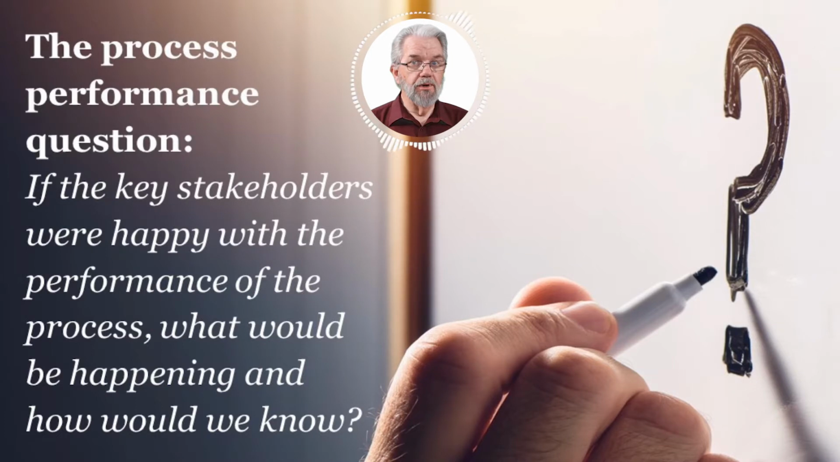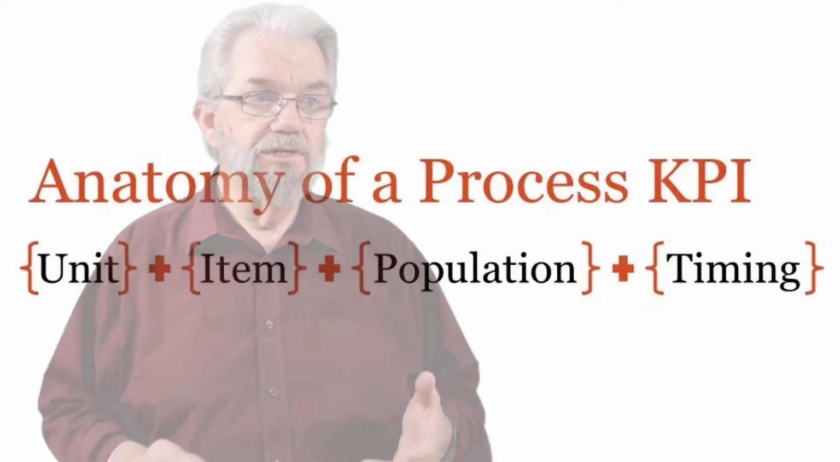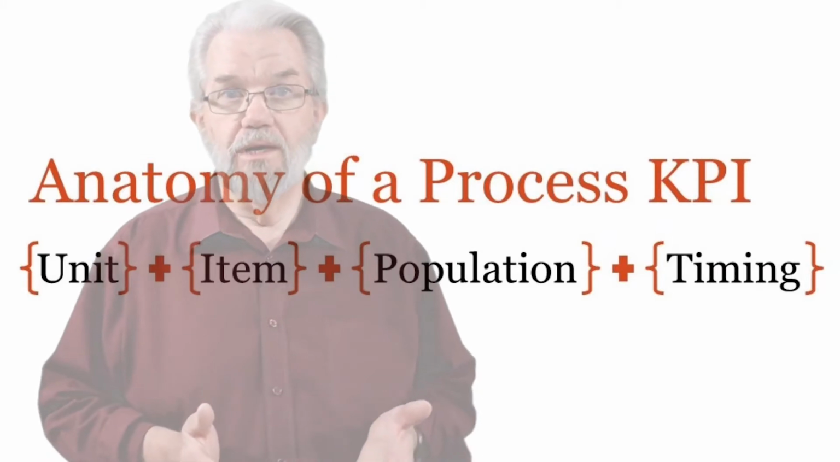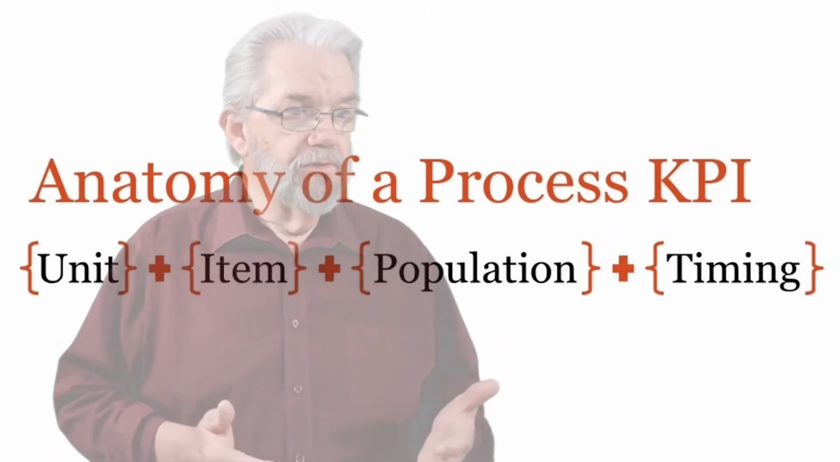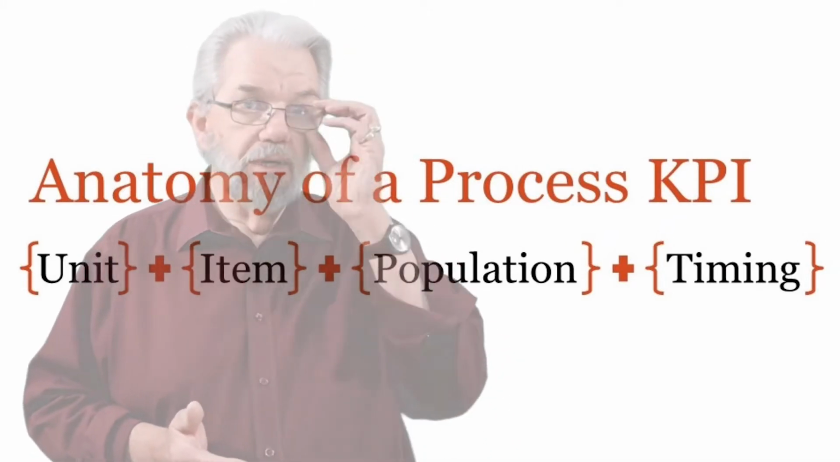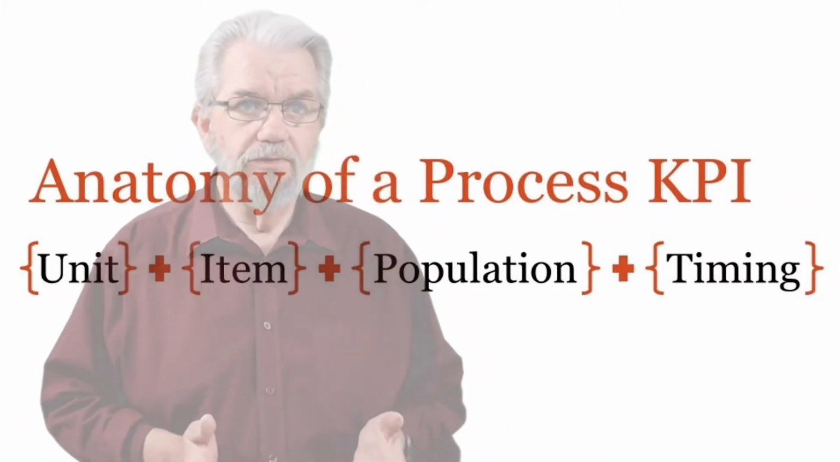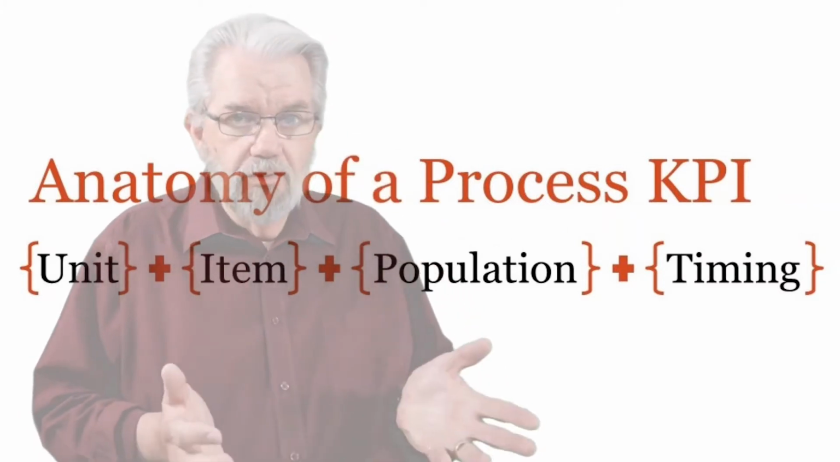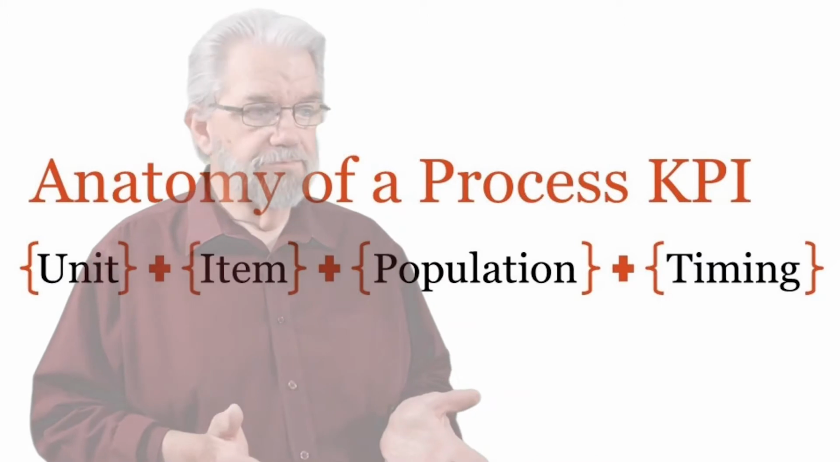If the key stakeholders were happy with the performance of the process, how would we know and what would be happening? We need to be as specific about that as possible. And the first place to do that is to start with our definition of what we mean by a process KPI. Now, I don't want to have too many hard rules about this, but I think there are some things we should usefully include. So we'll just talk about them here briefly, and I'll show an example in a moment.